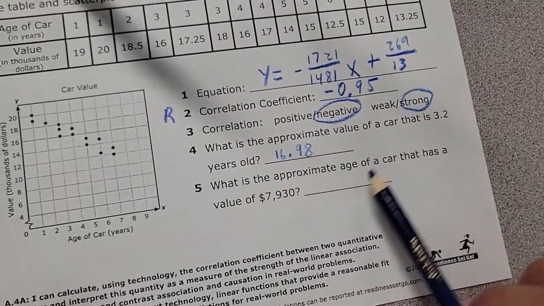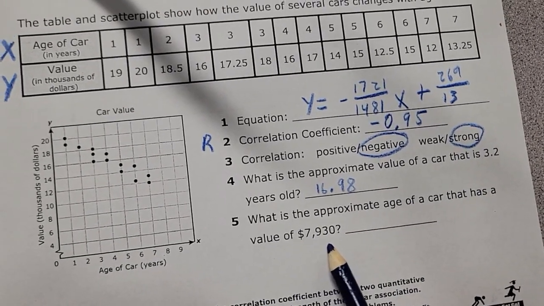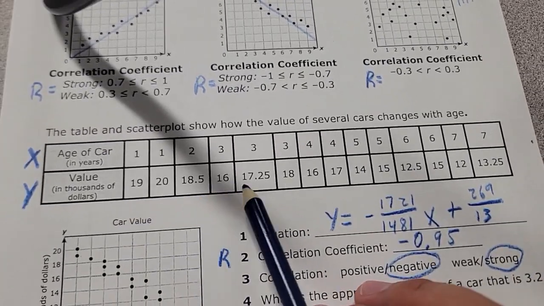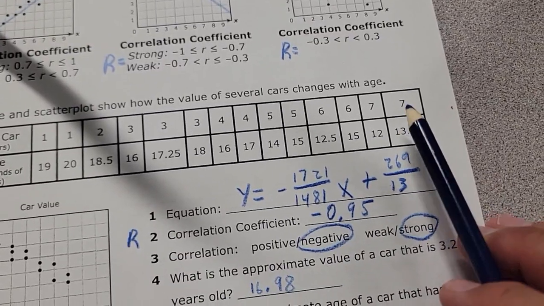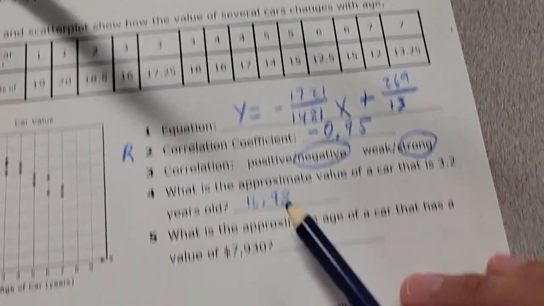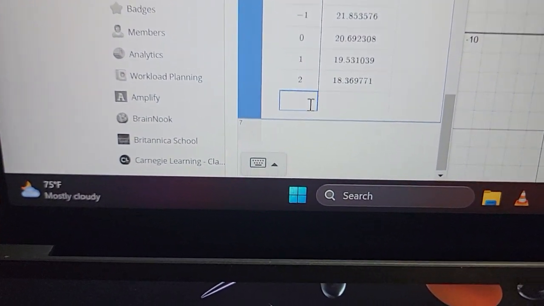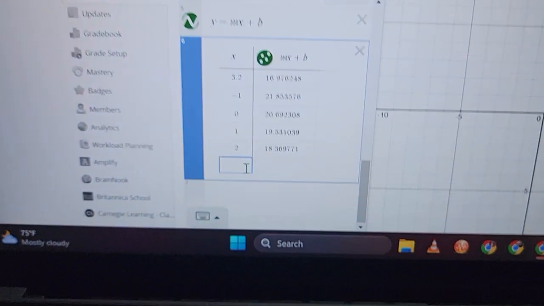Now, what is the approximate age of the car that has a value of 7,930? So, if you notice, guys, my value is going down. So let's try some years to where it's going to be around 7,900. Now, the oldest one I have here is 7. So let's type in 8.